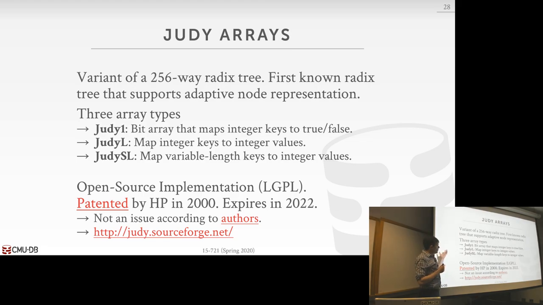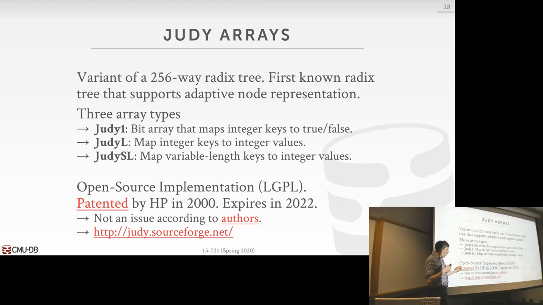So the Judy array has a bunch of different variants. There's a specification that describes how it actually all works. It's like 80 or 90 pages. It's very complex. The one we're going to focus on is called JudyL, because that looks like the radix tree or the ART index that you guys read about. They have variants though for bitmaps and then for strings, but we'll just focus on this one here.